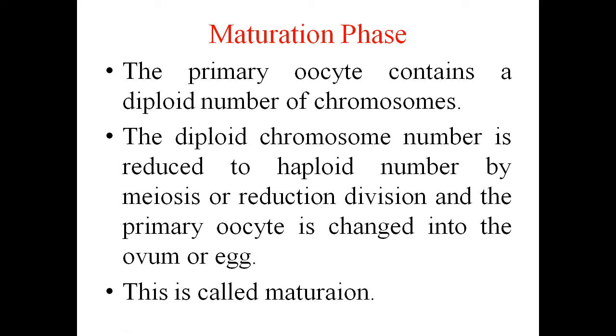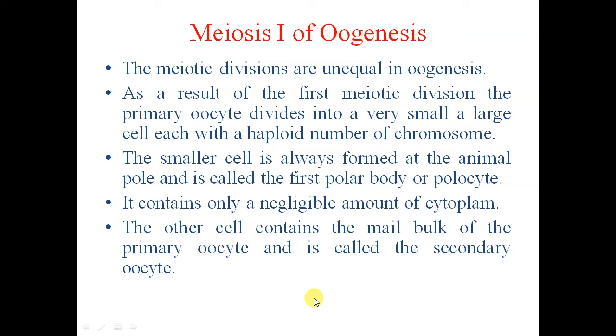Now we come to the last phase, which is the maturation phase. The primary oocyte contains a diploid number of chromosomes, we all know. What happens during the maturation phase? This diploid number is reduced to a haploid number by meiosis or reduction division, and the primary oocyte changes into the ovum or egg. This is called maturation.